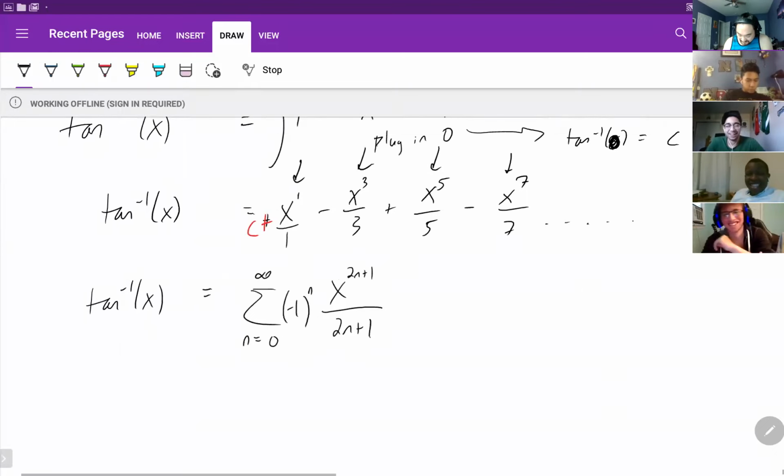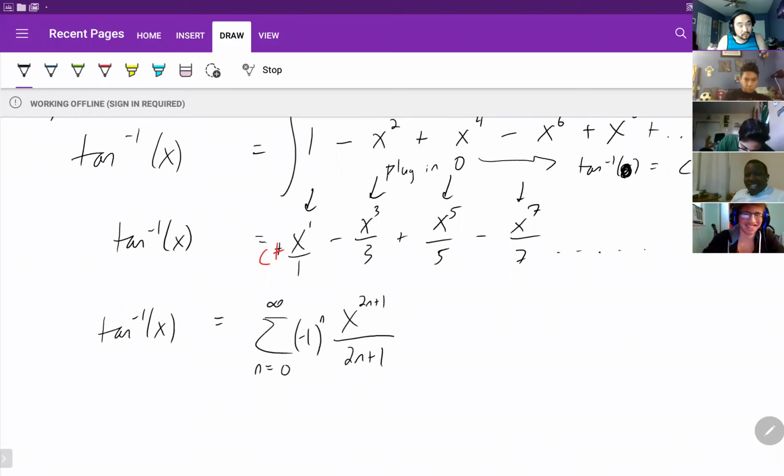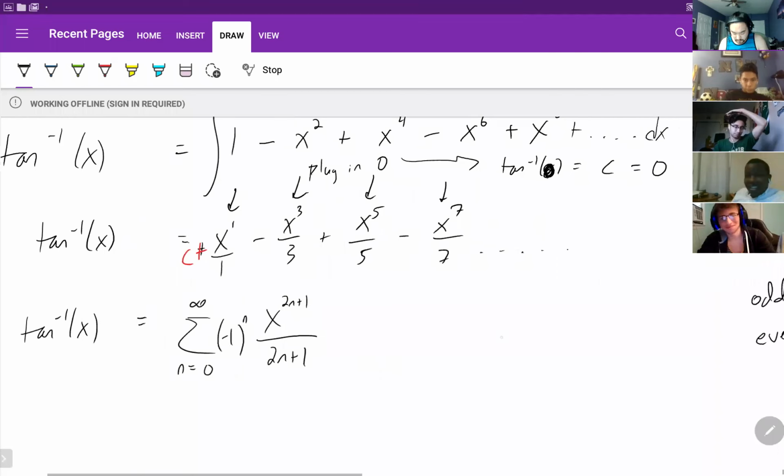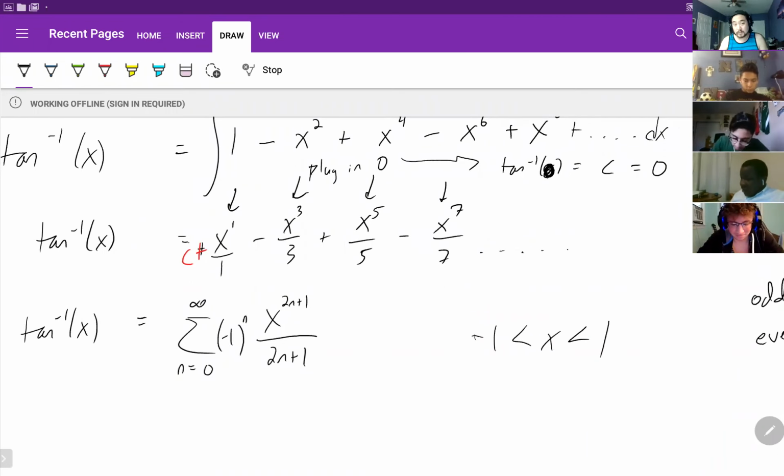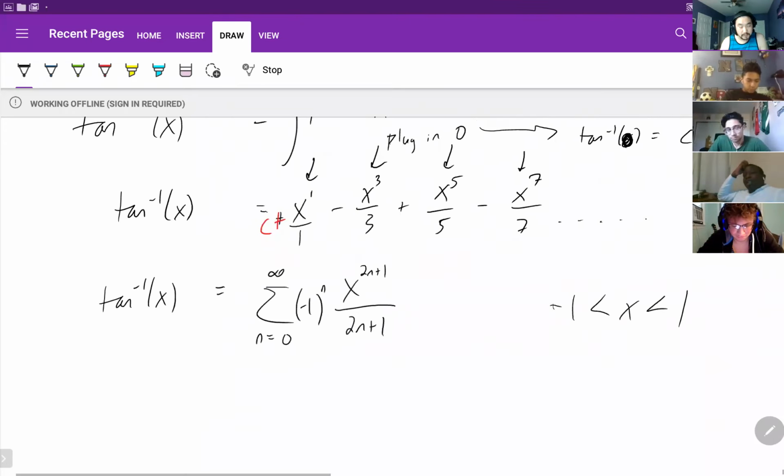All right. And look at that, guys. Look at what we just did. We just found another series representation of a function by using integration and differentiation. Isn't that crazy? This is also, once again, from -1 to 1. But what do we have to do? We have to test the endpoints. Let's test the endpoints. This one specifically, because one of them actually does work.